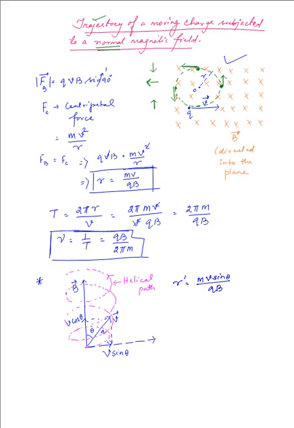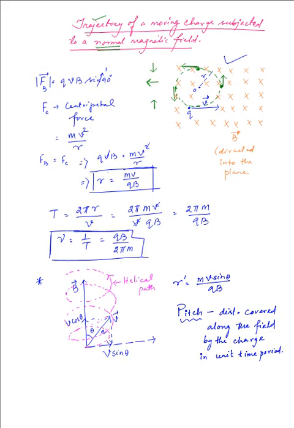So this is the only difference, and since we have that motion along the field, we may consider calculating the pitch. What do we mean by the term pitch? Well, it simply means the distance covered along the magnetic field by the charge in one time period.